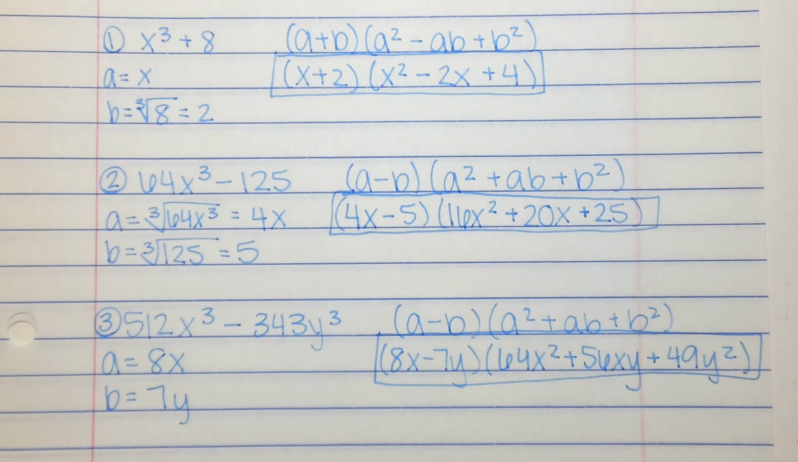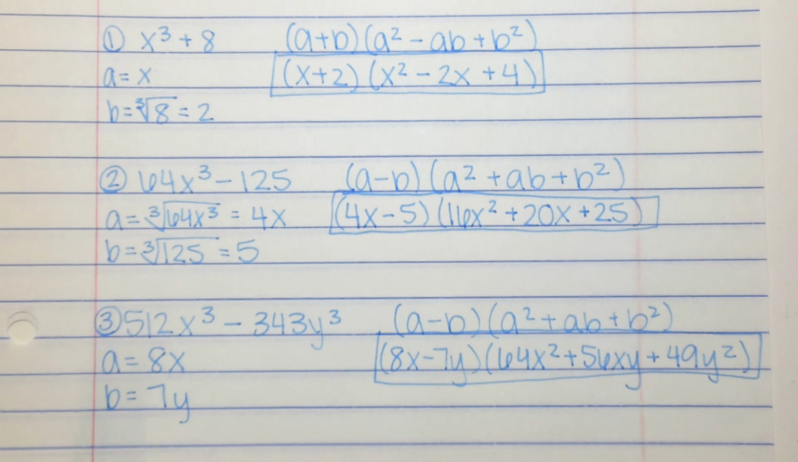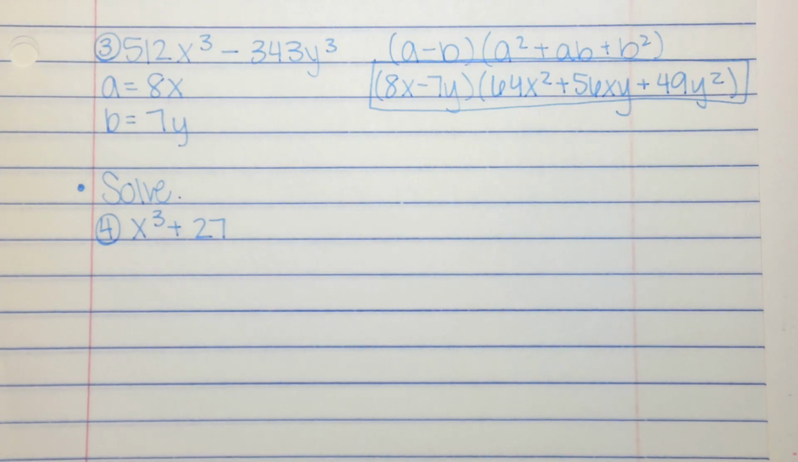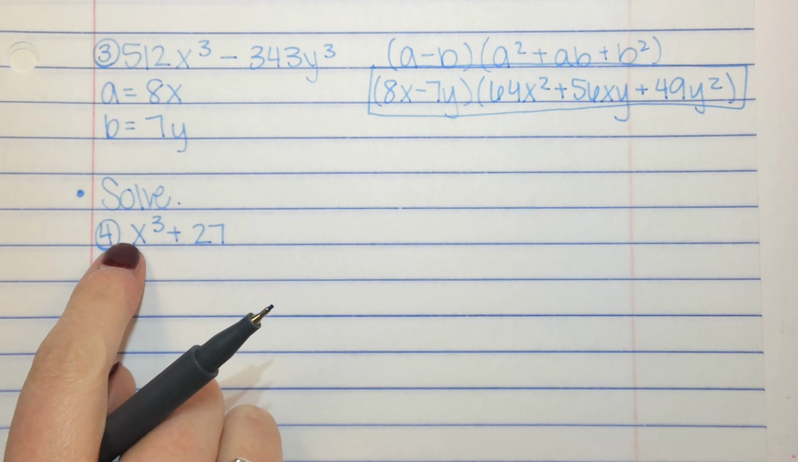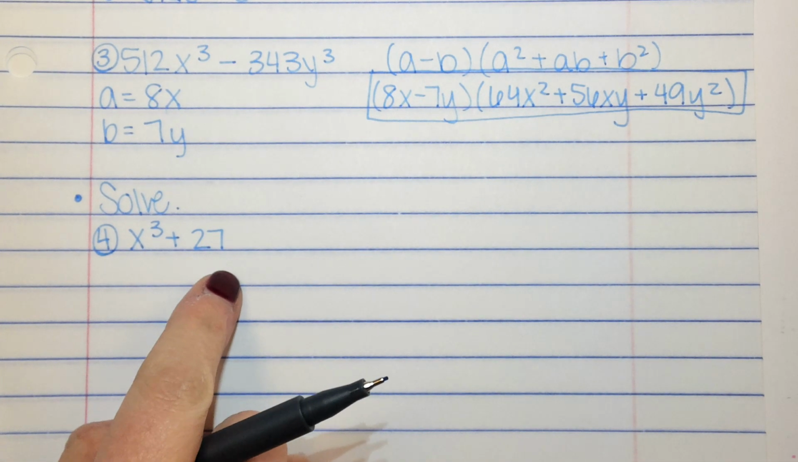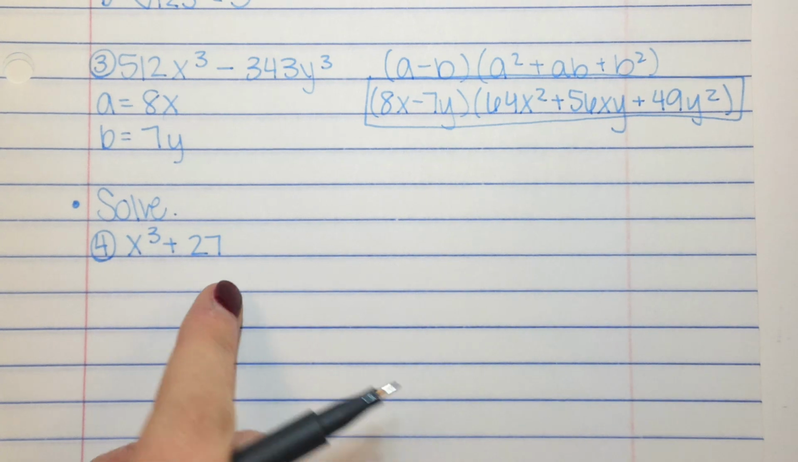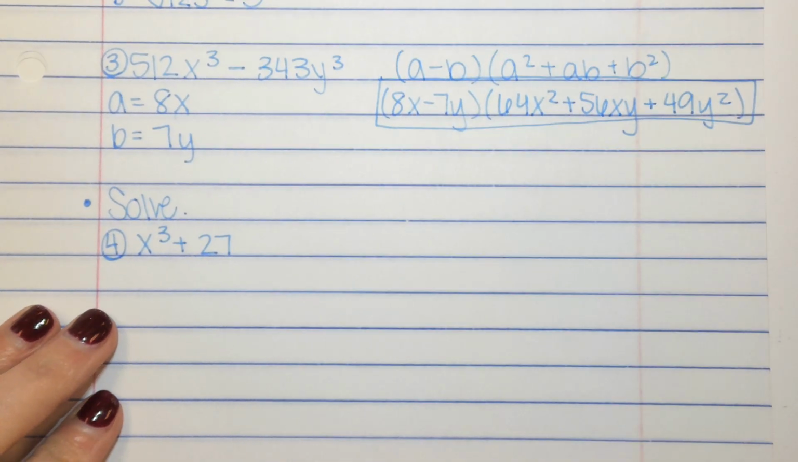Okay, so that's factoring. Again, identify A, identify B, plug it into the formulas. Now, we're going to switch gears a little bit, and we're going to go to solving. So to solve, we're going to start the same way. We have x cubed plus 27. I took the numbers back down smaller just to make it a little bit easier on us to start with.